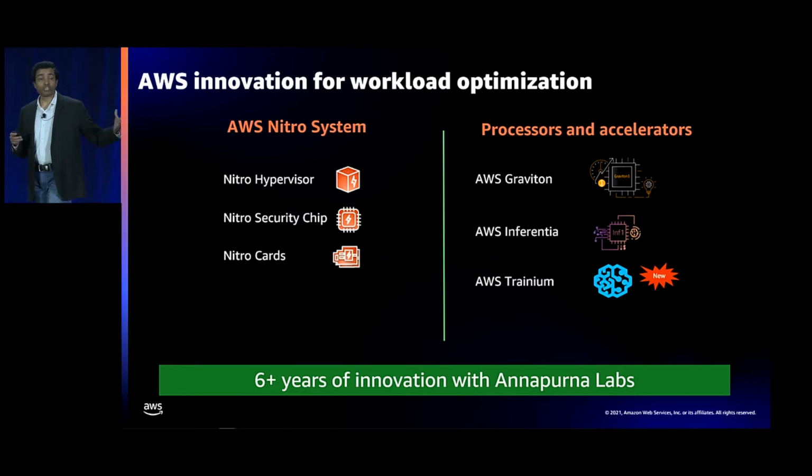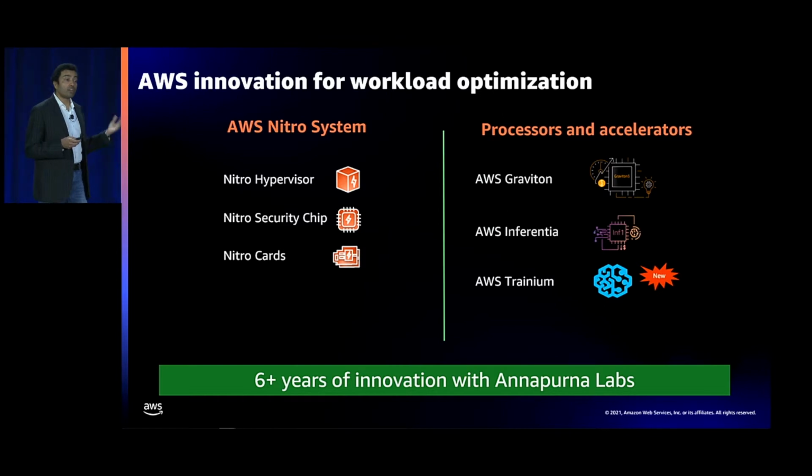Now, the innovation does not just stop here. Obviously, you have heard about Graviton. I'm assuming you heard about the Graviton 3 announcement that we made yesterday. It was a big announcement, 25% more CPU performance than the prior generation, so a significant performance improvement. Again, this is another example of AWS driving innovation.